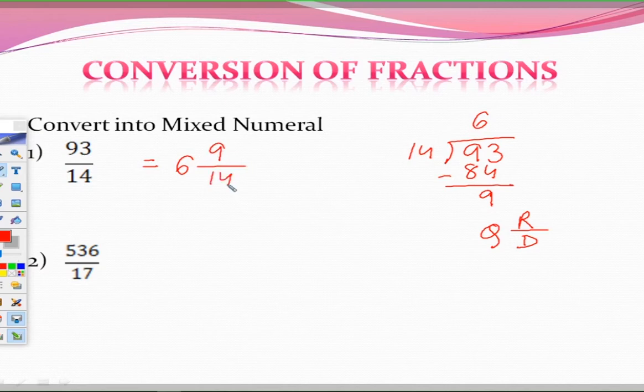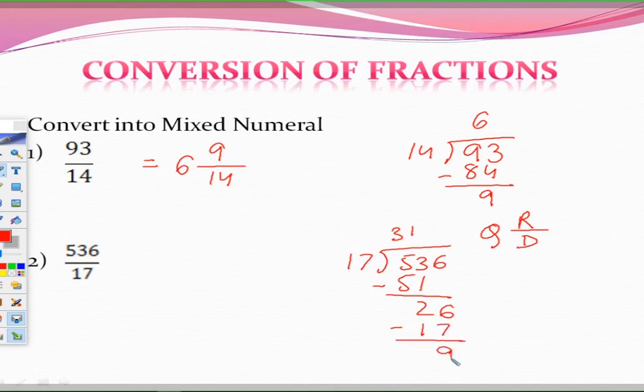I will do the next sum. 536 divided by 17. 17 threes are 51. 26. Yes, 17 ones are 17. Here 9. So when we write it, the formula is Q R by D. What is your Q? 31. What is your R? 9 by the denominator, that is 17. Understood, children? Now we will go to the next.